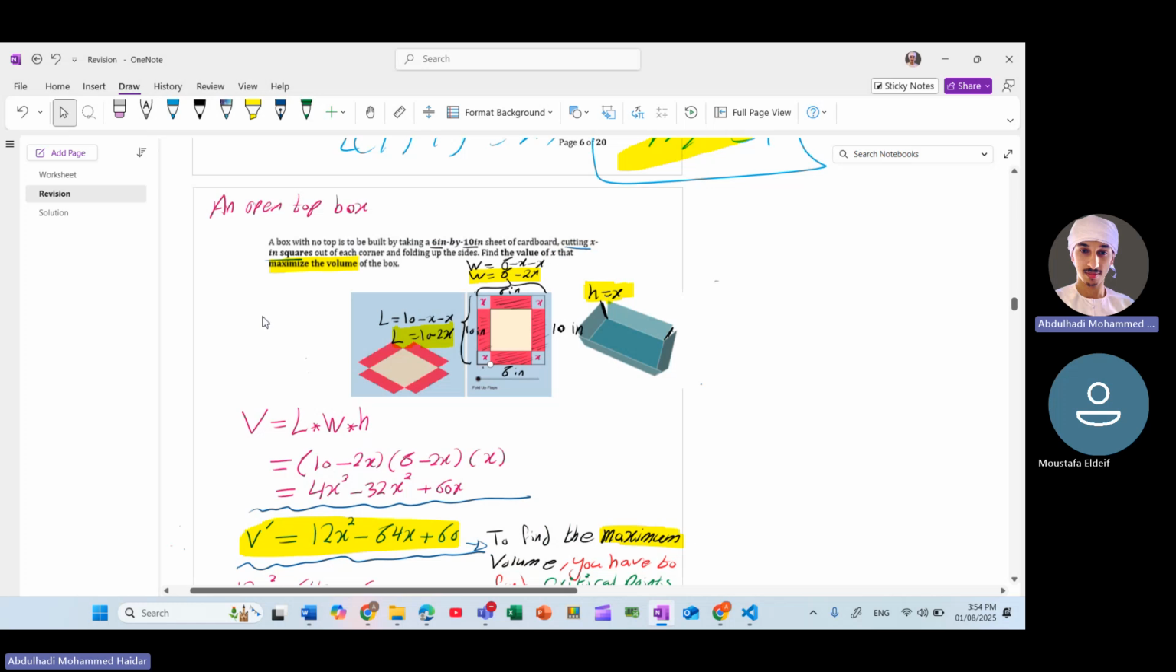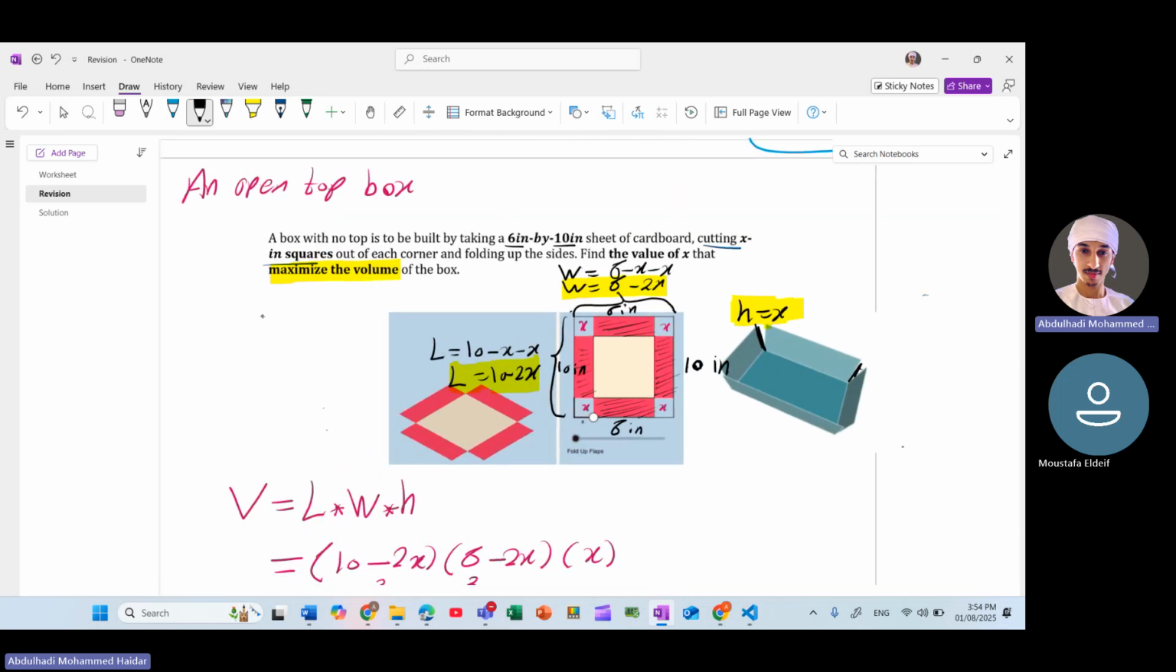Okay, let's go for the last two questions. Here's a theory question. An open top box, a box with no top, is to be built by taking a 6-inch by 8-inch sheet of cardboard, cutting x-inch squares out of each corner and folding up the sides. Find the value of x that maximizes the volume. The first number is always the width, the second number is always the length. So we cut these squares and it becomes like this.